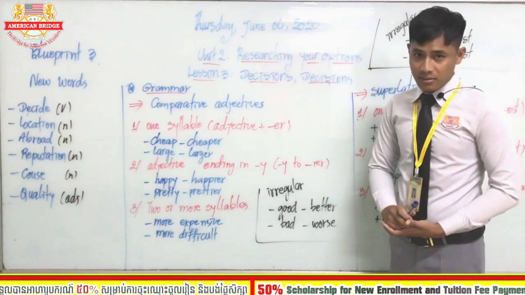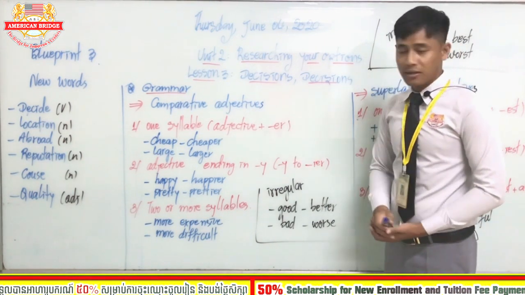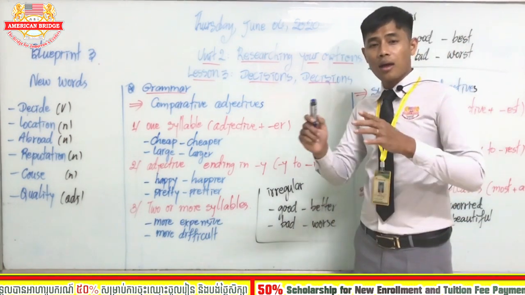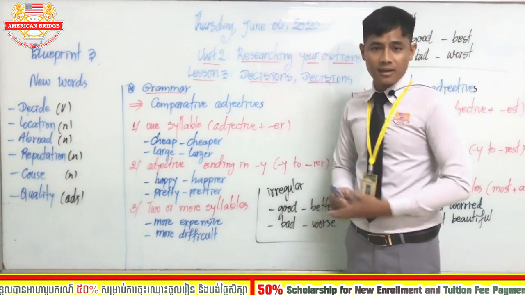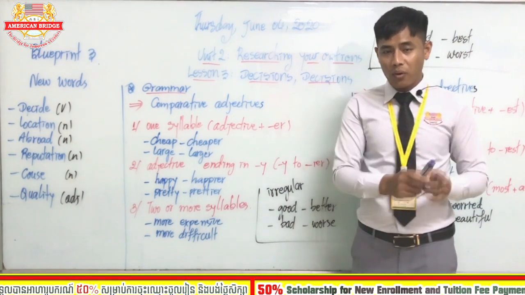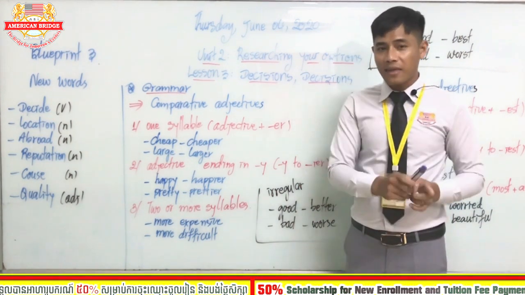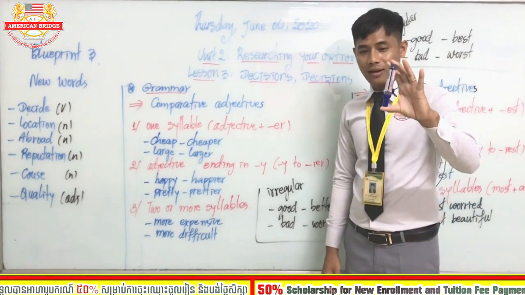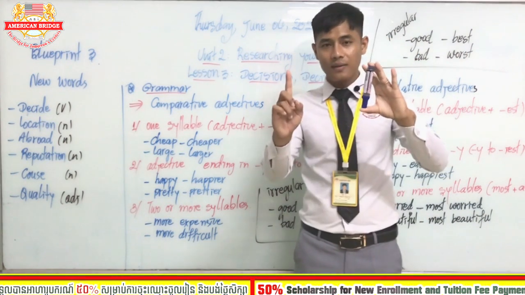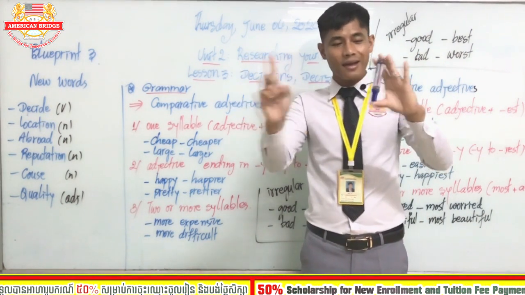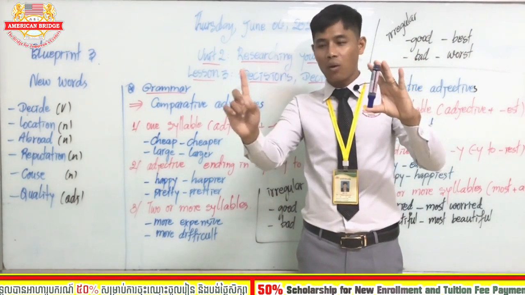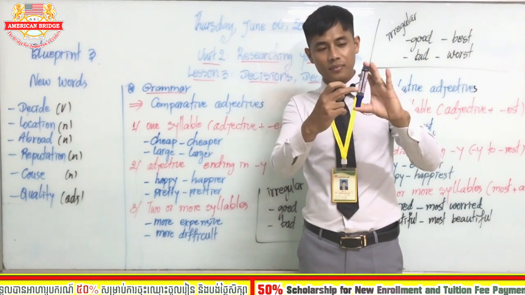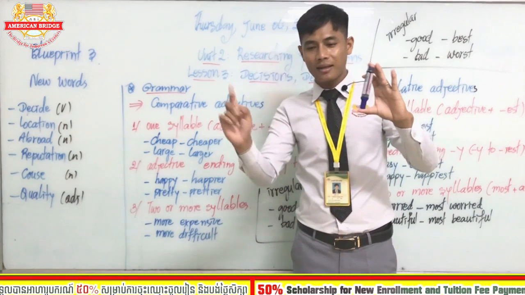Comparative adjectives. How do we use comparative adjectives? We use them to compare people or things. Compare people with people, compare things with things. For example, this marker is new, right? If I have another marker, this one is old, this one is new. So we use it to compare, right? We can say this marker is newer than this marker.